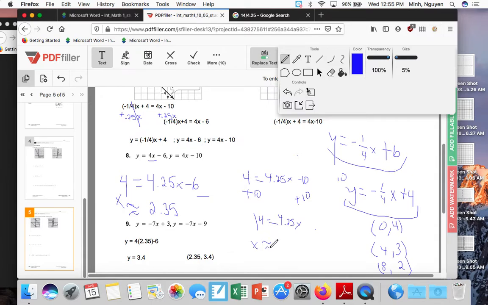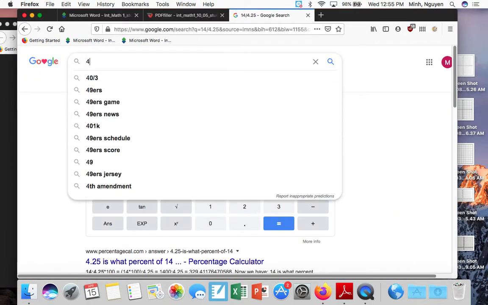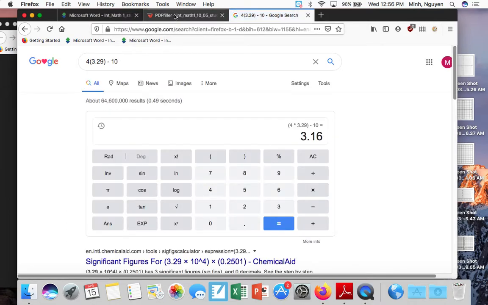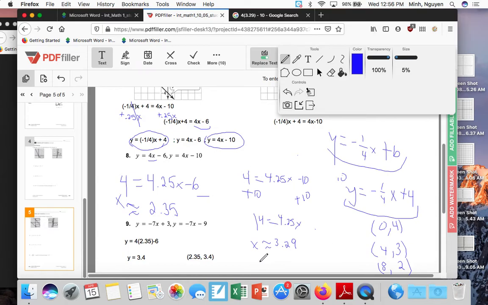So x is approximately equal to 3.29. To find y, you can plug it back into either of the equations I used. I'll just do this one: 4 times 3.29 minus 10 is 3.16. So y is approximately equal to 3.16.